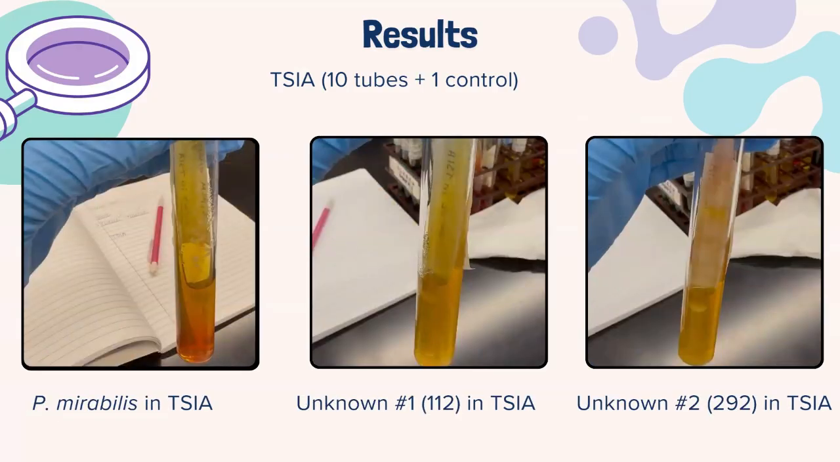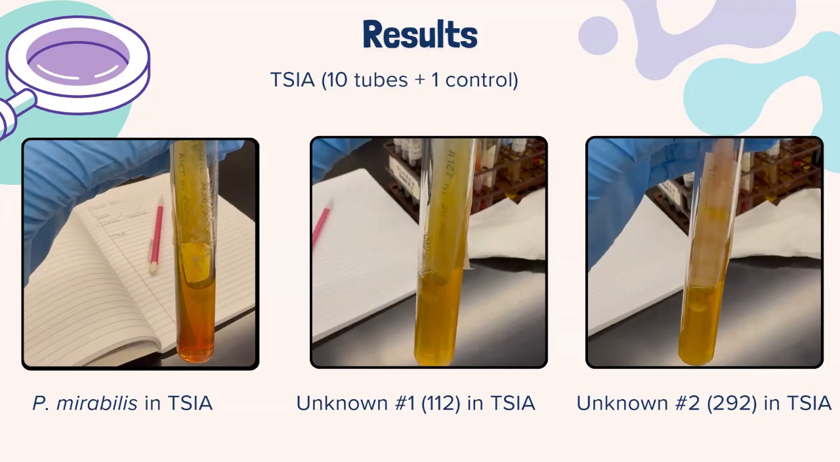Our P. mirabilis should have been red yellow, which it is, and it has had gas and hydrogen sulfide, which should have been a black precipitate at the bottom, meaning it's a glucose fermenter and it produces hydrogen sulfide. And our unknowns are both a yellow color.